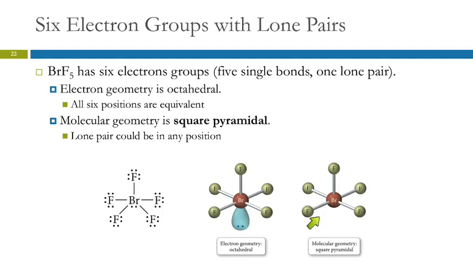The name of this molecular geometry is square pyramid, because we've got a square base that comes up to a point as a pyramid. So that's a square pyramid, as opposed to the trigonal pyramid, where the base is a triangle.